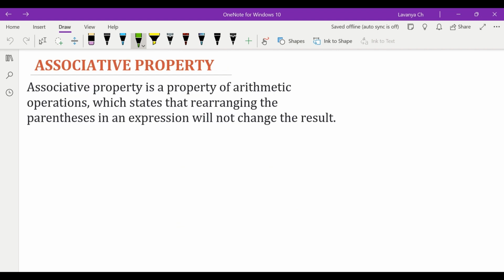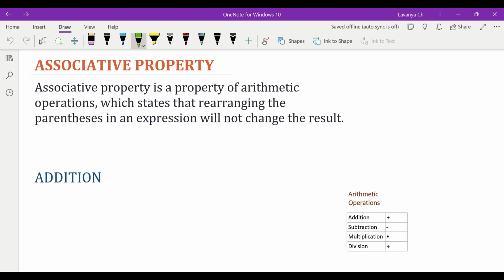Next, associative property. Associative property is a property of arithmetic operations which states that rearranging the parentheses in an expression will not change the result. We'll see what this is. Now again we'll do this for all four arithmetic operations.